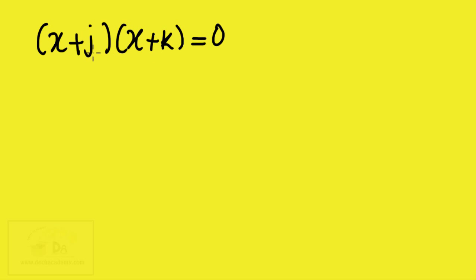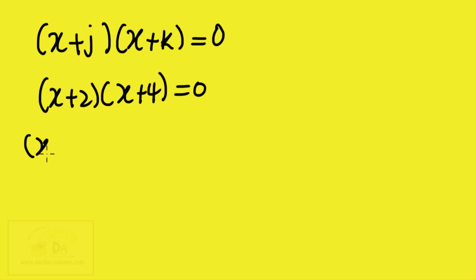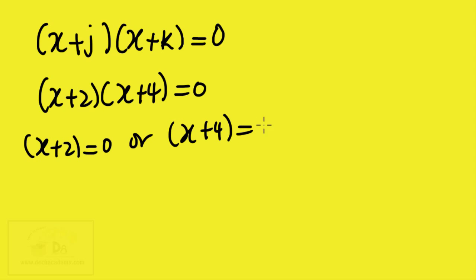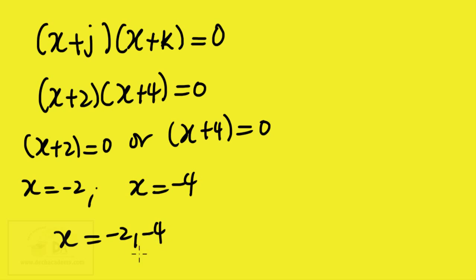And remember, when you have an equation involving the product of two variables, the result is obtained by equating each of the variables to 0. Now we know that j is 2, we have x plus 2, and we know that k is 4, we have x plus 4 equals 0. So we take x plus 2 equals 0 as one result, or x plus 4 equals 0 for the second result. Simplifying this gives x equals minus 2, simplifying this gives x equals minus 4. Therefore, the solutions to the original equation are x equals minus 2 and x equals minus 4.